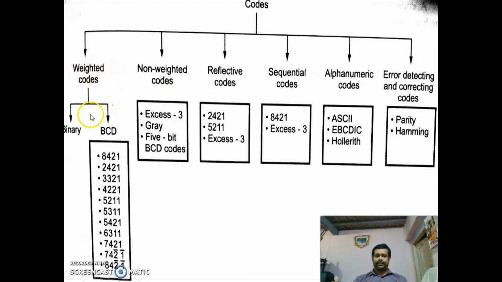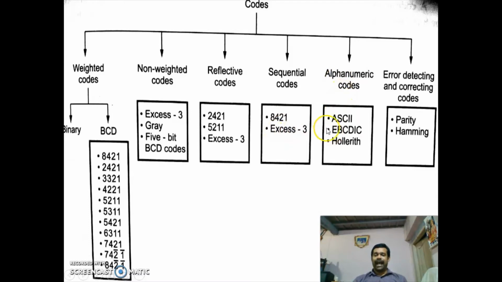Weighted codes are binary and BCD. In BCD, there are many types of codes, that is 8421 code, 2421 code, 3321 code, 4221 code. Similarly, many types of codes are there. Non-weighted codes are XS3 code, gray code, and 5-bit BCD codes. Reflective codes are 2421 code, 5211 code, XS3 code. And sequential codes are 8421 code and XS3 code.